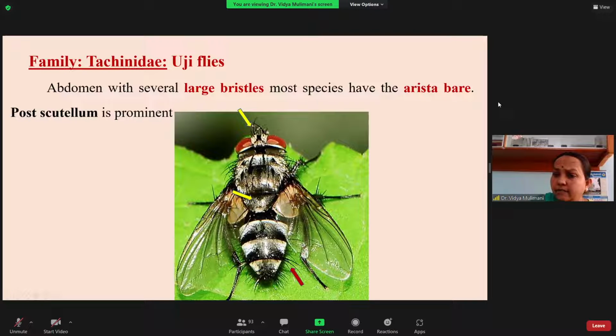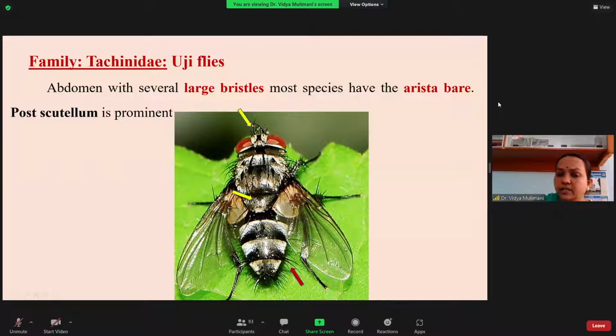So how do you identify the tachinid? Tachinid mainly has bristles. It is also called a hairy fly. You can see here the bristles on the abdomen, and this is the scutellum, which is very prominent. Especially remember these two. The antenna, which I have shown here, has the arista which is bare, not provided with hair. The postscutellum is very prominent, and they are provided with bristles or hairs on the tip of the abdomen. These two characters at least you remember for the tachinids.